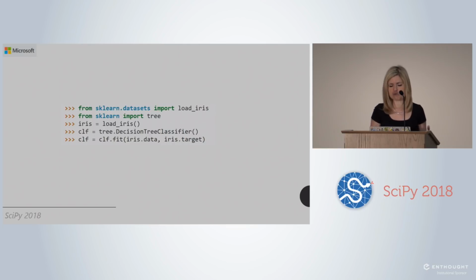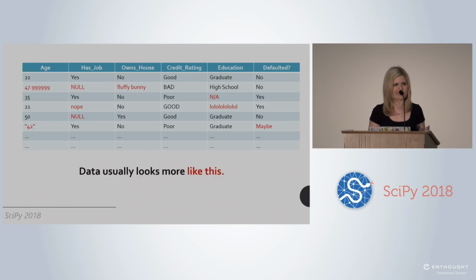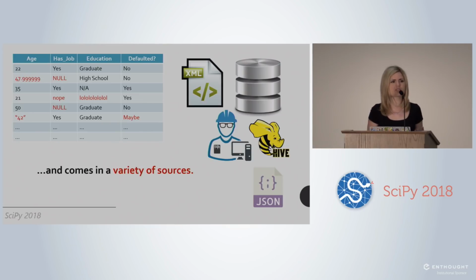And of course, this is problematic in a lot of ways because your data usually looks more like that, right? It's not ever straightforward. It's not ever in a friendly CSV file. It comes in a variety of sources, so you might need to parse out XML values. You might need to have some way to deal with streaming JSON. You might have Hive tables, something of that nature.